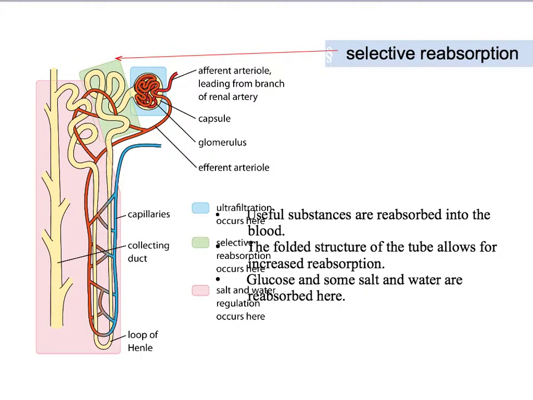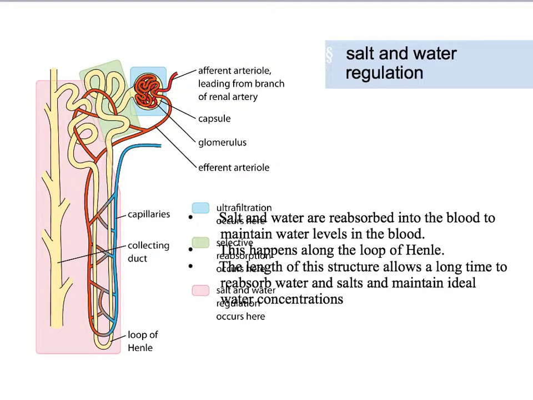So next we have selective reabsorption. Now this happens again in this green area here. In this area we've got the substances travelling along this part of the duct, and the useful substances for the body such as glucose, some water and salt are reabsorbed. Now what allows this to happen well is that we've got a folded structure for this tube to allow an increased area for reabsorption.